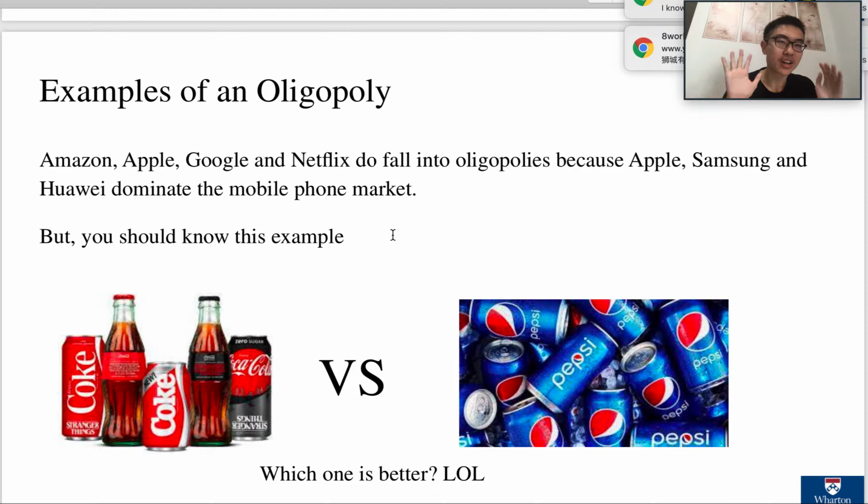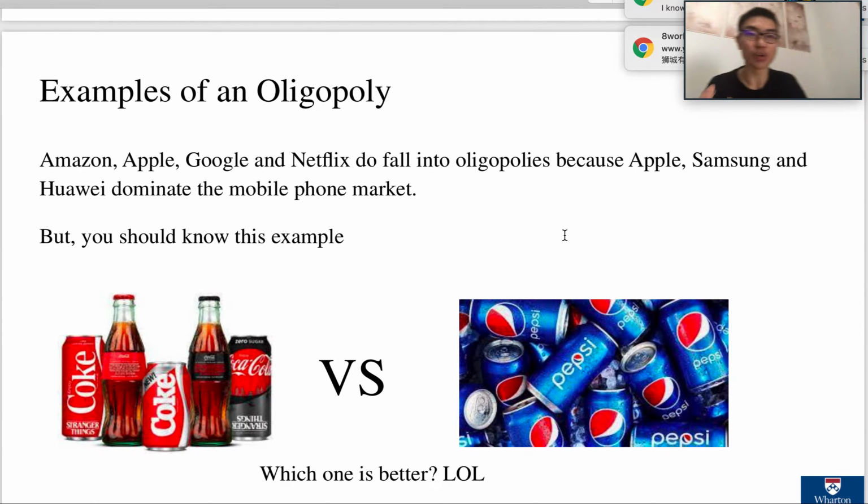But I want to share an interesting example that everybody knows. It is Coke and Pepsi. Coca-Cola and Pepsi is actually a great example of oligopoly because both of them are the only businesses manufacturing colas in the world, because they were accidentally discovered by chemists and pharmacists. Pepsi was discovered by its founder, who is a pharmacist. One day in the lab, he found this interesting flavor, and he named it Pepsi.